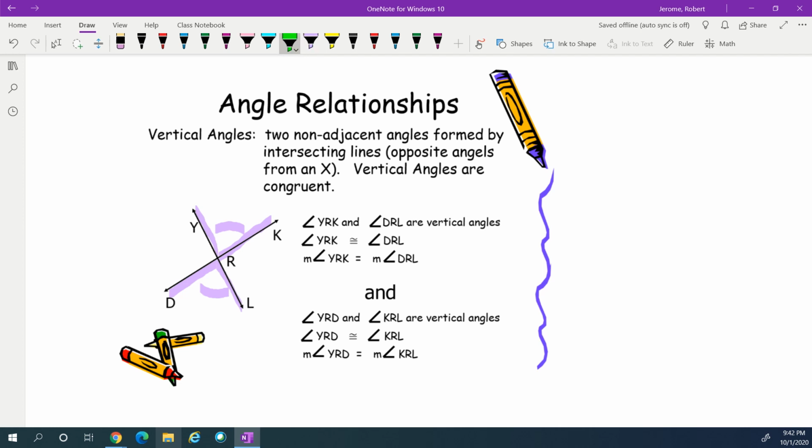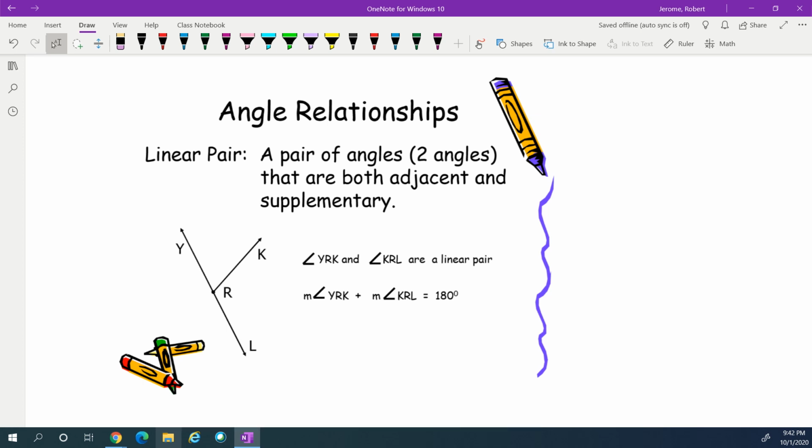The other ones are true also. Angle YRD and angle KRL are also vertical angles. They are congruent and they have equal measurements. So whenever we have an X in the picture, we have two pairs of vertical angles. Vertical angles are congruent. Vertical angles have equal measurements.